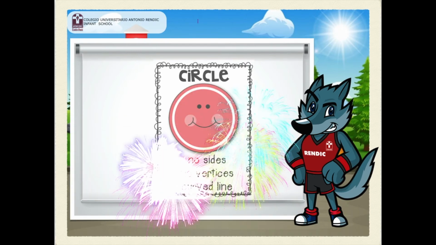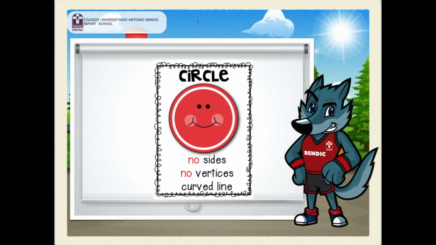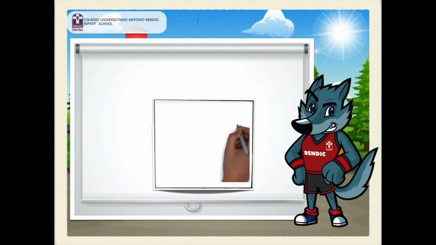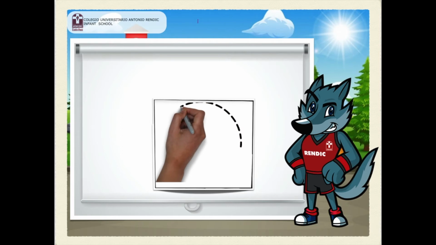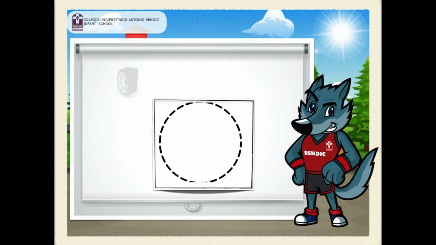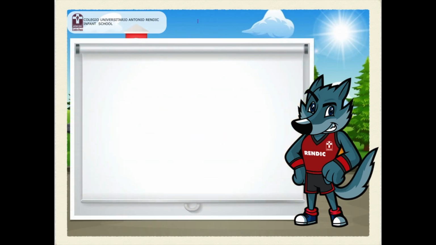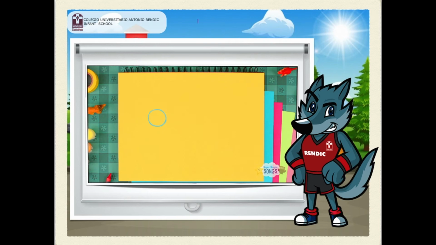And finally, the circle with no sides, no vertices and curved lines. This is how we draw a circle. Let me show you some everyday circle objects. Well done! Now that you know what these shapes look like, let's play. Help me find the shapes on these objects.